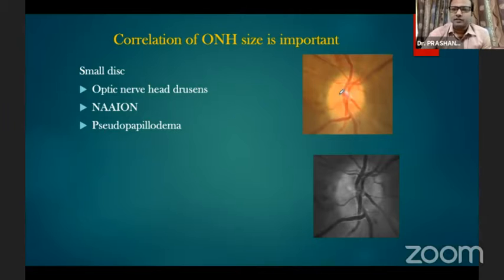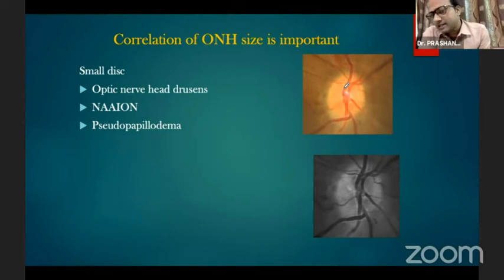Now, this is a picture of a drusen. Drusen are collections of proteins and calcium in the optic nerve head, which gives the disc a little bumpy appearance. If the drusen is present on the surface, it will appear like an elevated disc and also a bumpy disc, and the margins become indistinct. So it will mimic a condition called papilledema.